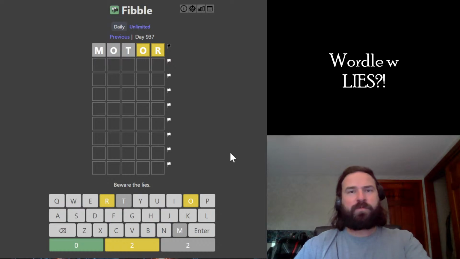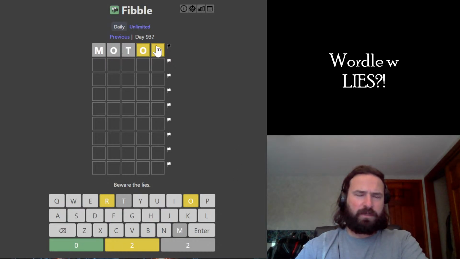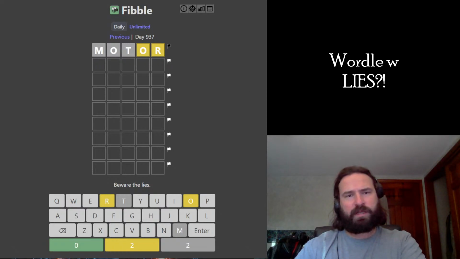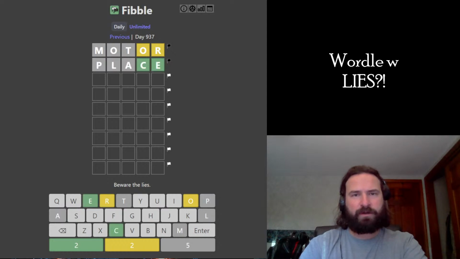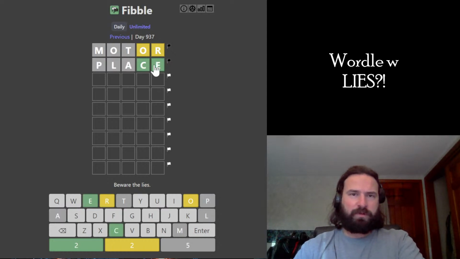Let's smash a Fibble. Fibble's a Wordle game that lies to you once a line. So one of these tiles is a lie from the first guess. So something's the wrong color there. I like to get 5 unique characters in right off the bat. Let's go place here. Okay, we get 2 greens out of place. But again, there's going to be a lie once a line, so we might only have 2 letters out of these 4. I'm going to go force here though.